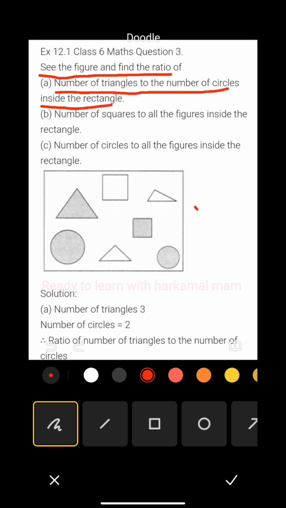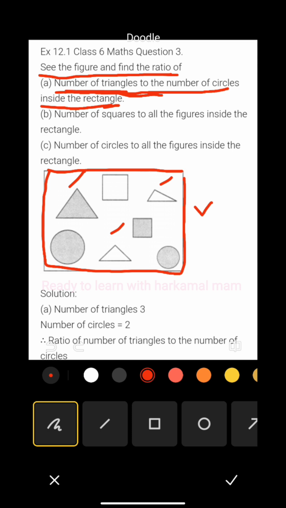the rectangle. So this is a figure. Okay, so here this is the rectangle, right, in which opposite sides are the same. Okay, we have to find the ratio of the number of triangles to the number of circles inside the rectangle. Okay, so firstly we have to check how many triangles there are. Here it is 1, here it is 2 and 3, right? So the number of triangles is 3, right?